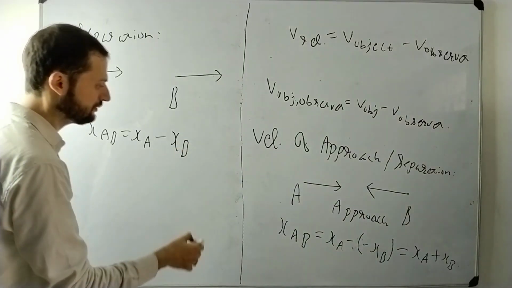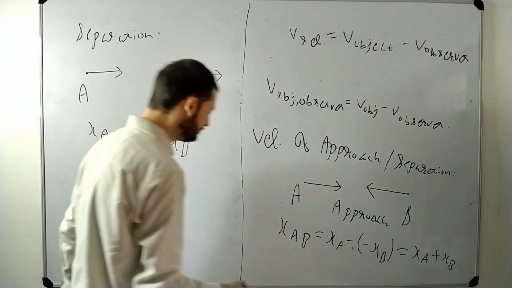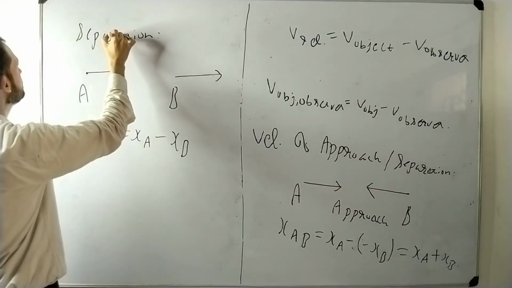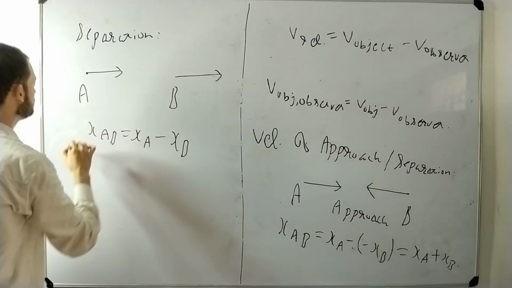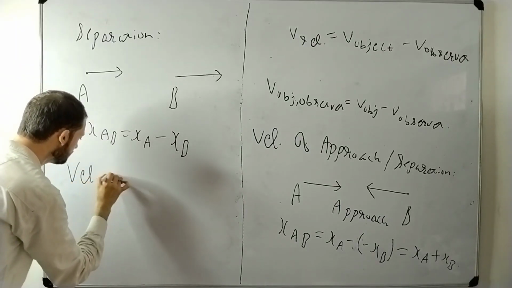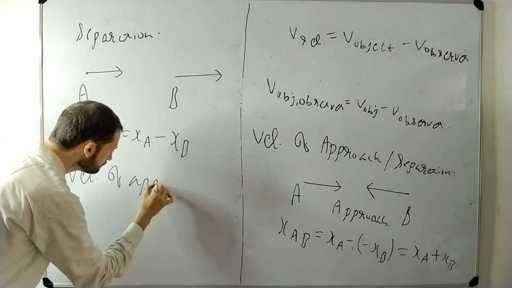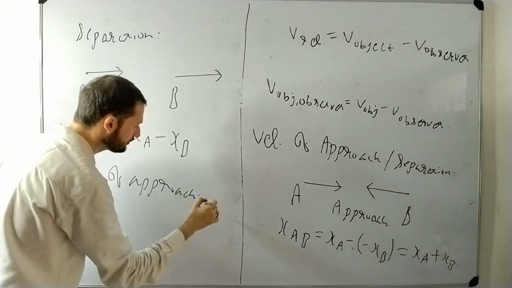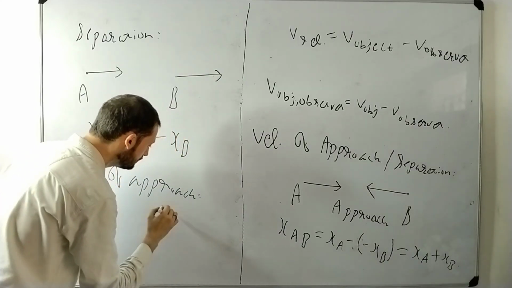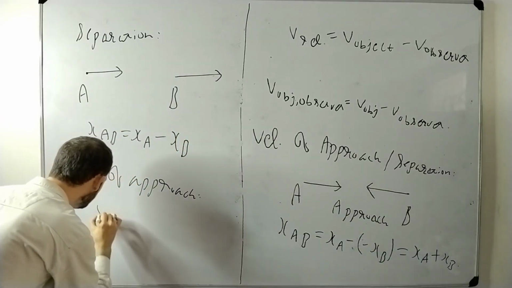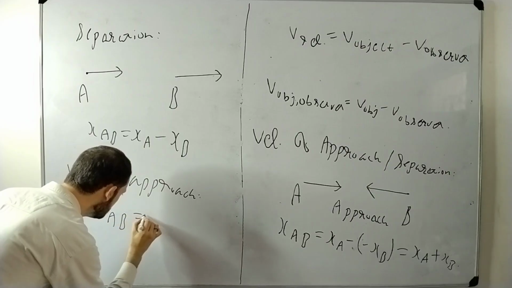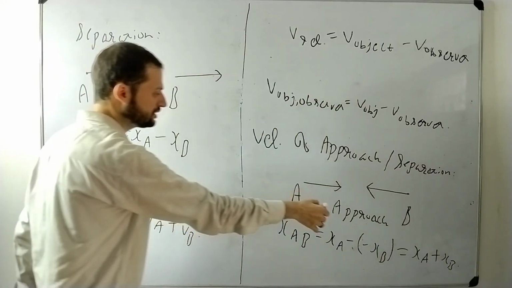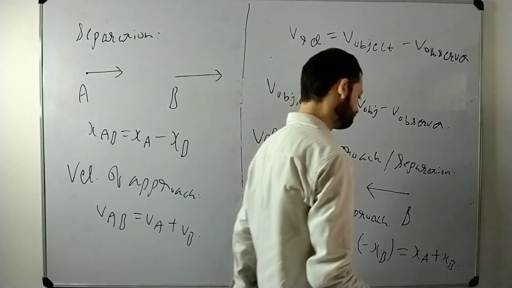So velocity I was talking about. Let me actually write. This is separation we have discussed, relative distance. So the velocity term: velocity of approach is what, student? It is VAB, VA plus VB. Yes sir, you are differentiating XA, XB.